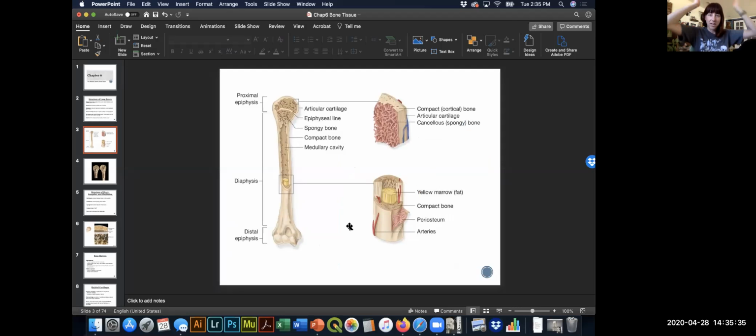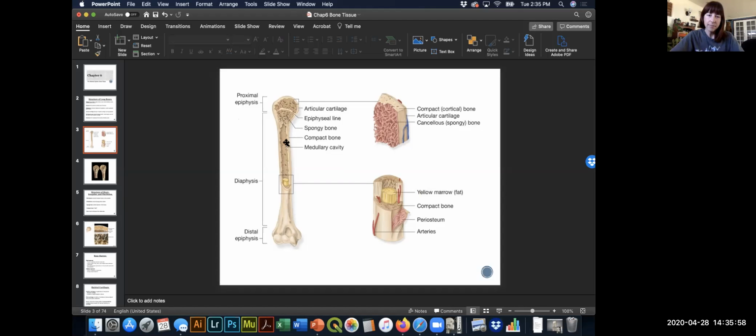But the flat bones, like of your skull and like your sternum, those don't generally have articular cartilage because they're either fibrous joints, like the sutures of your skull, or they're cartilaginous joints, which is not articular cartilage per se. It's the cartilage that makes up the cartilaginous joint instead.